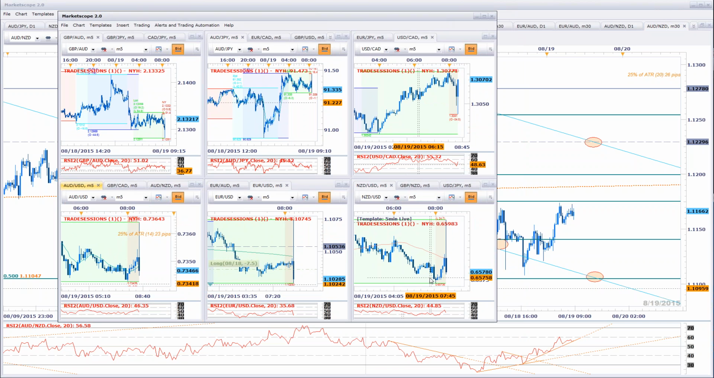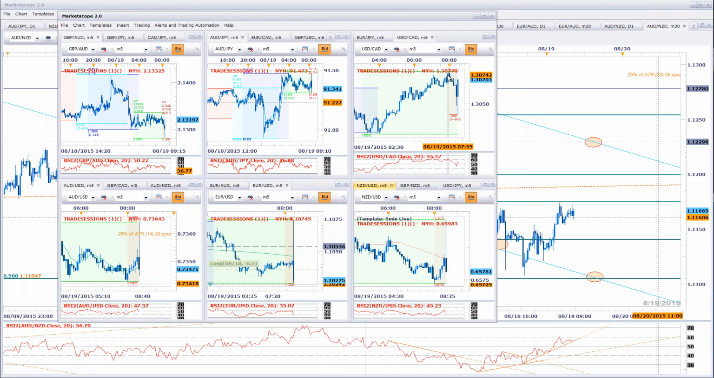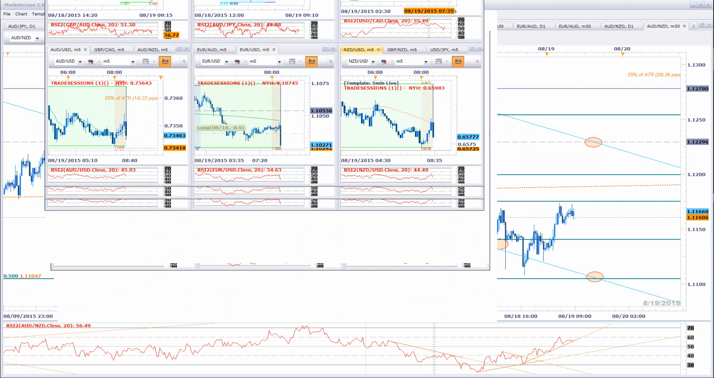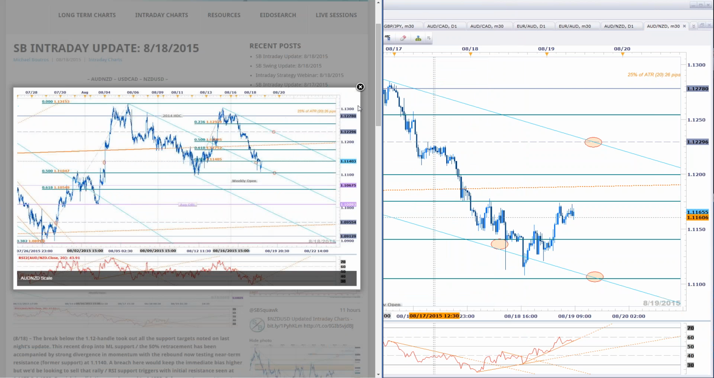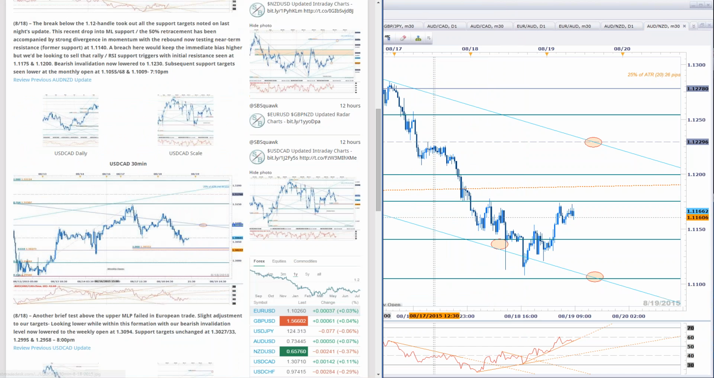Euro dollar lower. Kiwi dollar lower. So we'll be seeing if the opening range was set with that spike. Let's just jump into one of the dollar pairs here. Next up on the setups from last night was the dollar CAD.